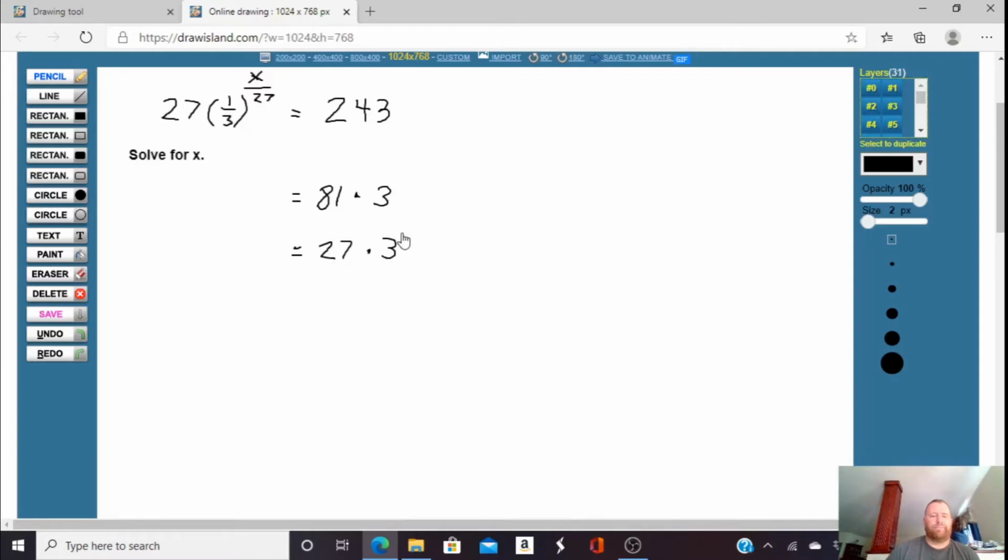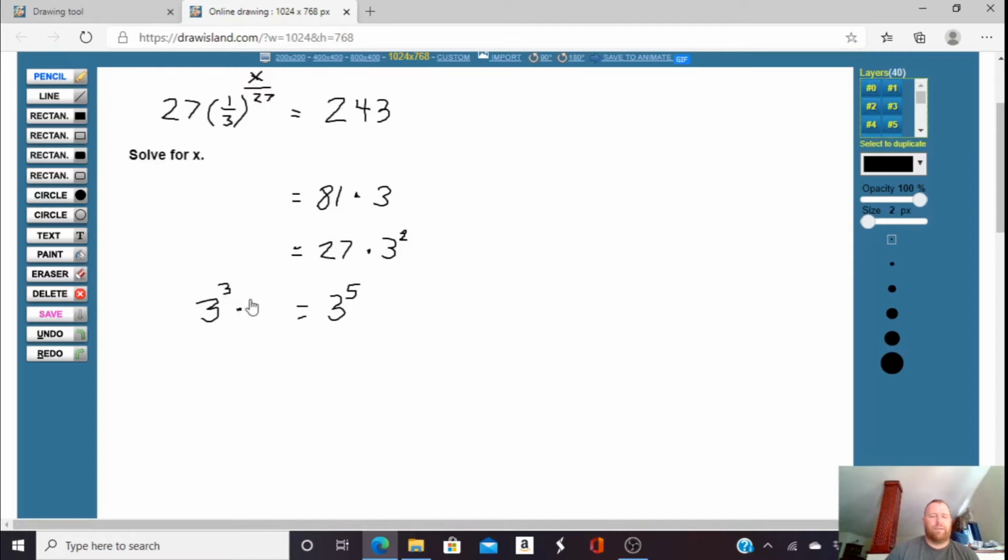We can rewrite it. Well, 27 is 3 to the 3rd power, so 3 to the 3rd times 3 squared equals 3 to the 5th power. All right, so it helps to know your 3's here. Okay, and over here we'll rewrite 27 as 3 to the 3rd power also.